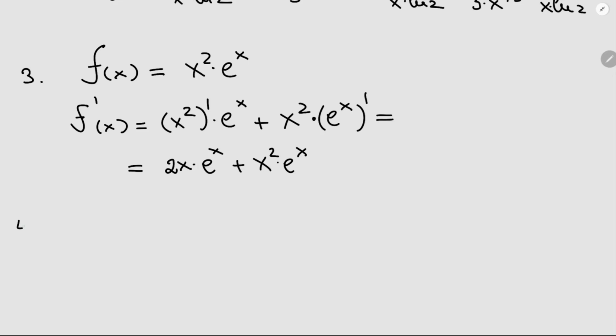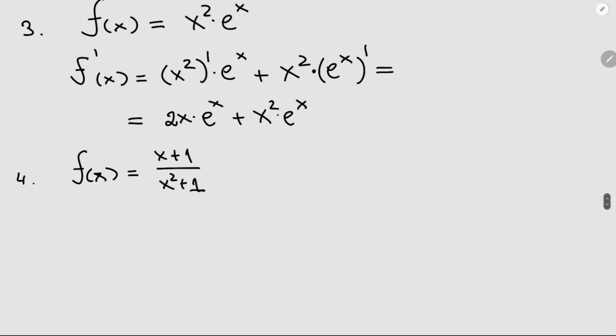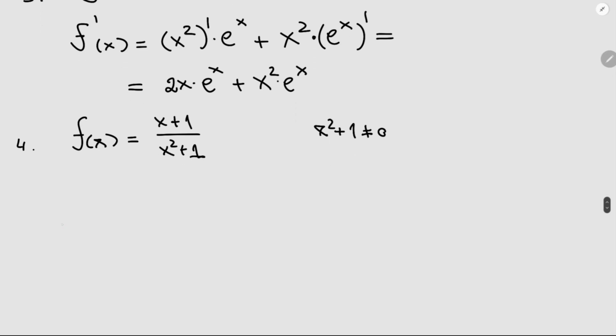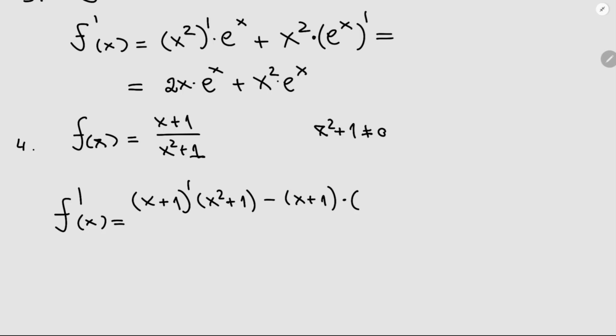And let's see an example with the quotient rule. So say f of x is equal to x plus 1 over x squared plus 1. This is well defined. Notice that the denominator doesn't cancel, so x squared plus 1 is always different from 0. And let us calculate the derivative. We derive the first term and leave the second one as is, and then do nothing to the first one and derive the second term.